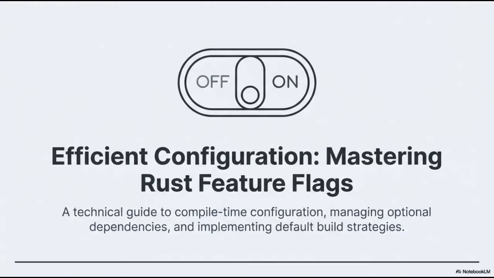Welcome, everyone. Today, we are diving into efficient configuration, mastering Rust feature flags. This session serves as a technical guide to one of the most powerful tools in the Rust ecosystem. We will explore how to leverage feature flags for precise compile time configuration, discuss best practices for managing optional dependencies, and examine how to implement effective default build strategies.